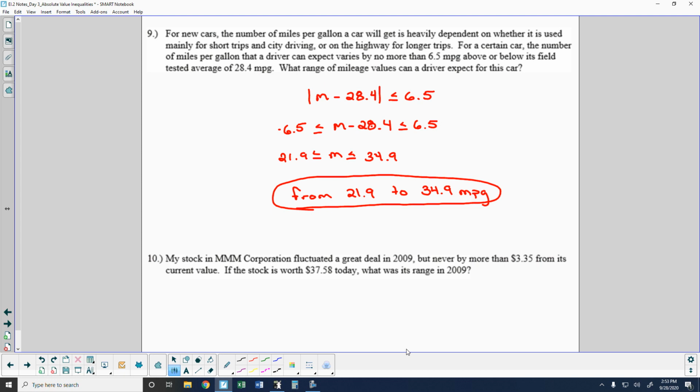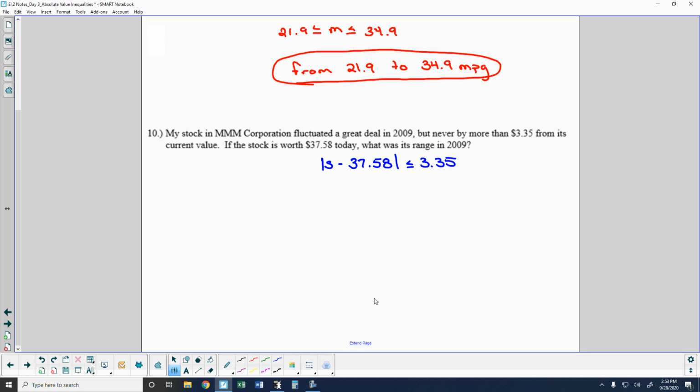So again, we don't know what the stock was worth in 2009, so let S be the stock. If I wanted to figure out what the difference was, I could do S minus 37.58. And what I know is that it's never more than $3.35, so it has to be less than or equal to $3.35. Now, again, this implies that S is greater than 37.58. It could have been less. So how I take care of that mathematically is I just add an absolute value. This would give us the difference regardless of whether S is more or less than $37.58. So now we can go ahead and solve.